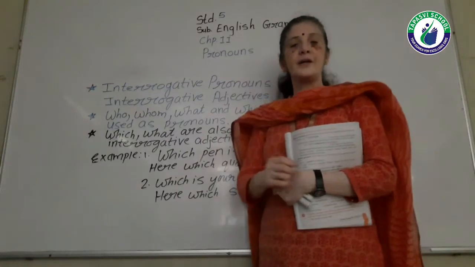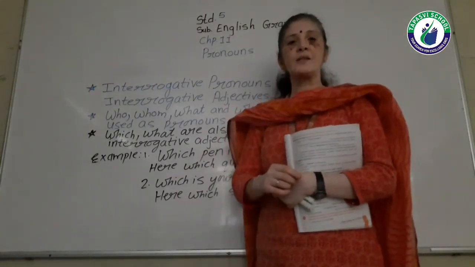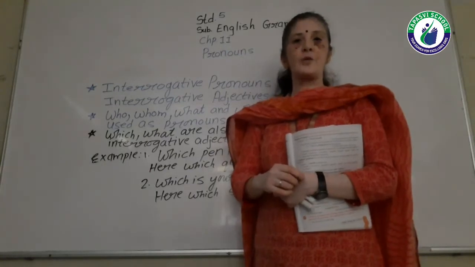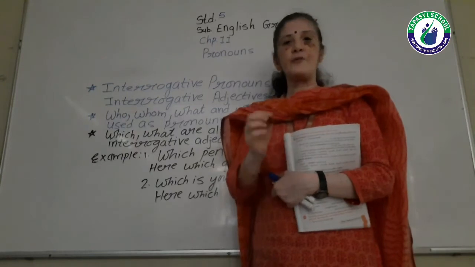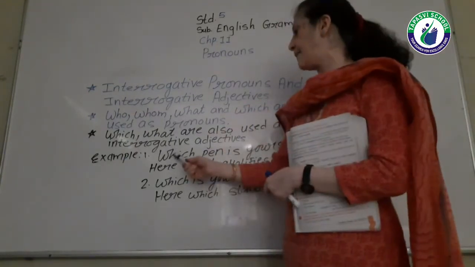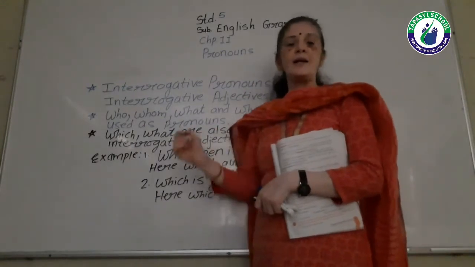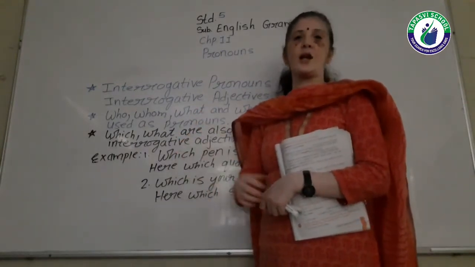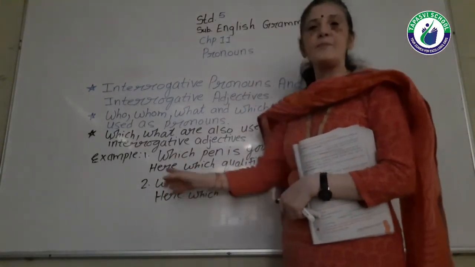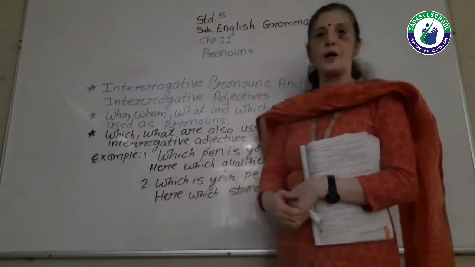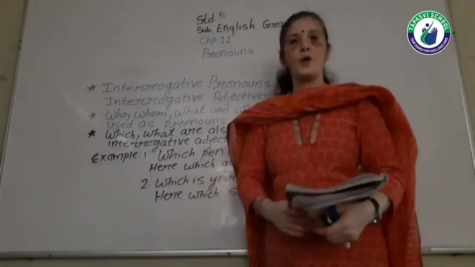And the other way to find out whether the word is used as a pronoun or adjective is very simple. If the question word is written before the noun, as in this example, then it is said to be an adjective. And when the question word is written before the verb, see, here is the verb, then it is called a pronoun.